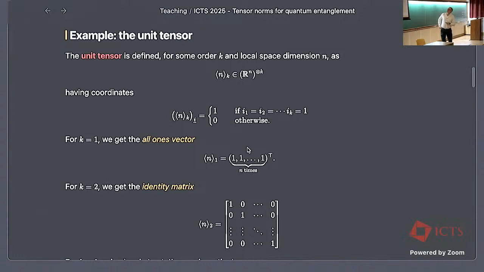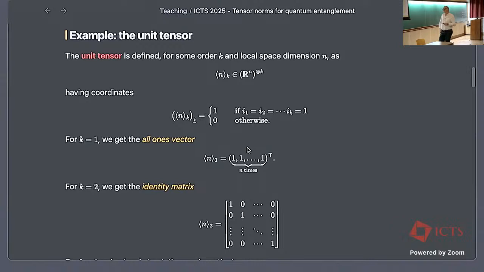This is the unit tensor in coordinates. For k equals 1, what do we get? I have one coordinate, so it's the all ones vector, because k is 1 here. So there is no condition; this condition is always fulfilled.